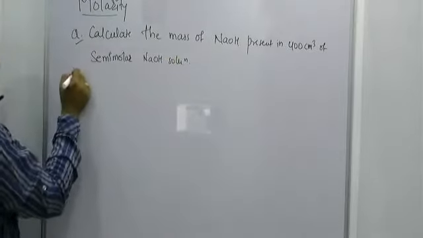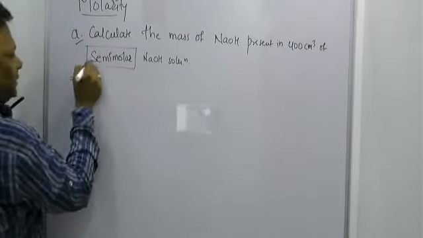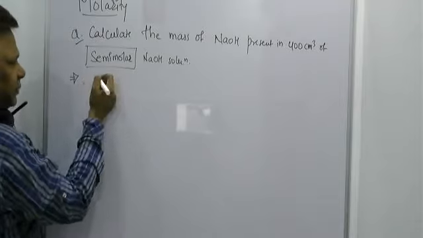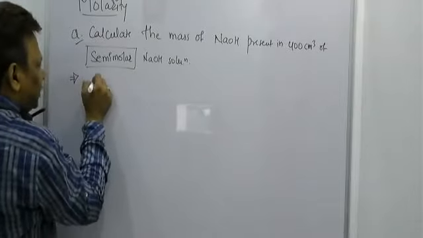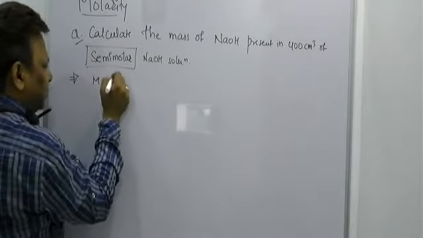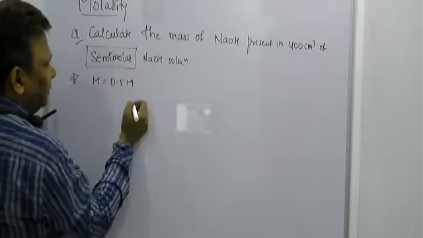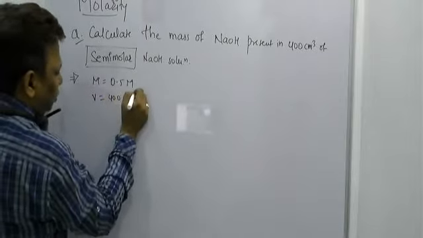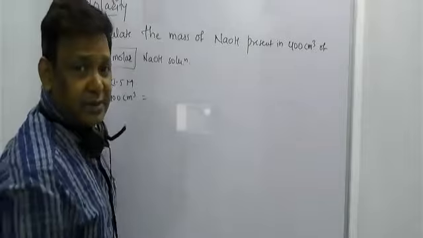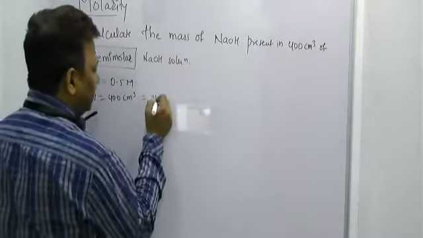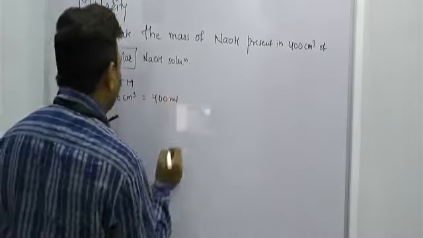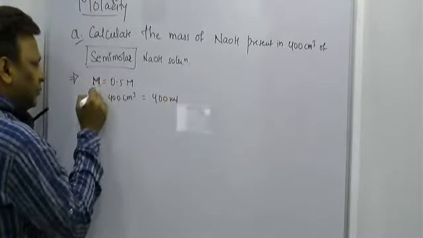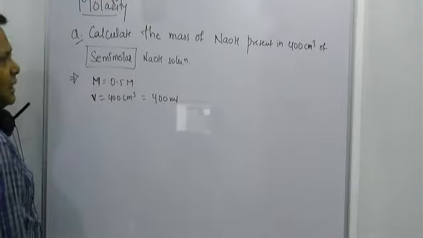See, beta, what is the given data that you first take out? Semi-molar is given. Semi means 1 by 2 molar, so molarity equal to 1 by 2 means 0.5 molar. The volume of the solution is given as 400 cubic centimeter. You know, 1 cc equals 1 ml, so that is 400 ml. Molarity they have given, volume they have given, and they are asking for the mass.